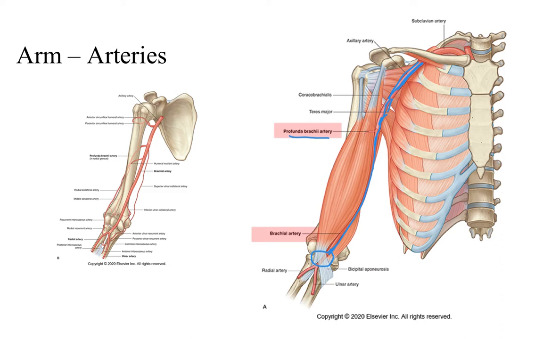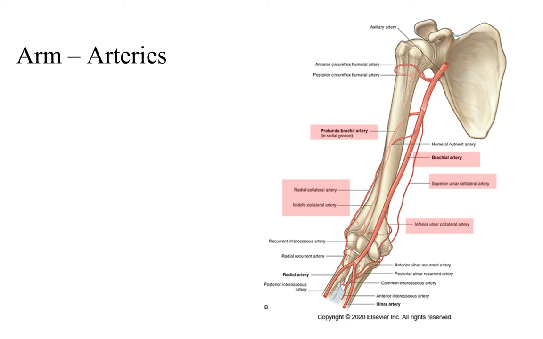But then this profunda brachii artery is going to pass to the posterior compartment of the arm and supply blood to the tricep muscle. So this is a picture of the arteries of the arm with all of the muscles stripped away. And so things to point out here would be the axillary artery then becoming the brachial artery, and here, and then the profunda brachii artery will continue along the backside or the posterior part of the arm and again supply the triceps brachii with blood.